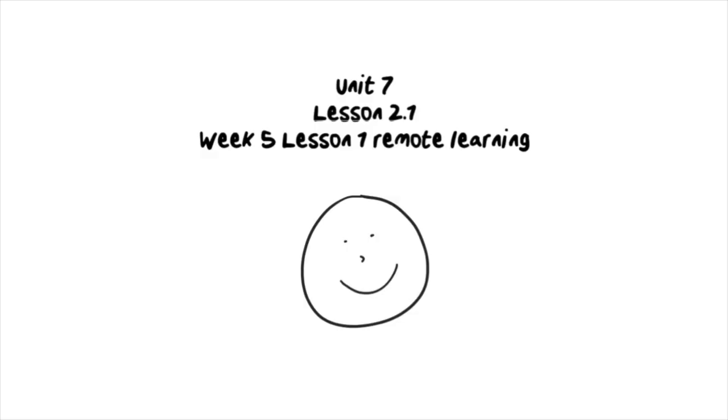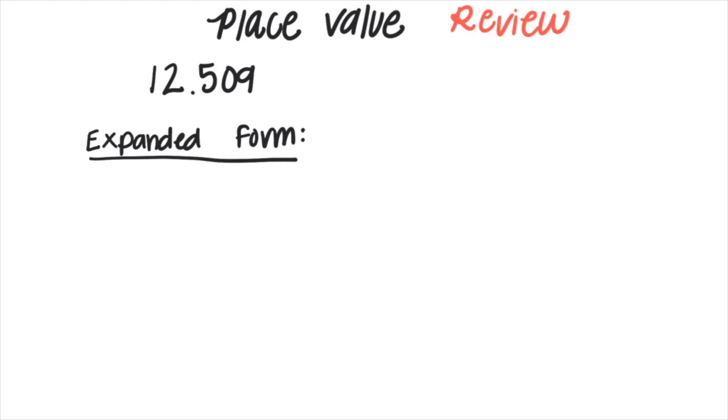Alright guys, let's get started. This is Unit 7, Lesson 2.1, and we're on Week 5, Lesson 1 of Remote Learning. The first thing I want to talk about is reviewing place value, okay? Right here we have a number, 12 and 509 thousandths, and it's asking us to put it in expanded form. We had an activity last week that had us do this, and I feel like a lot of people struggled with this, so let's review it again, okay?